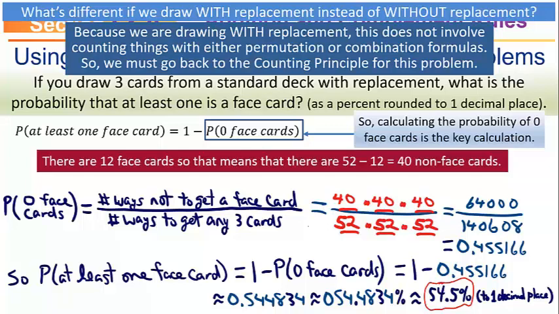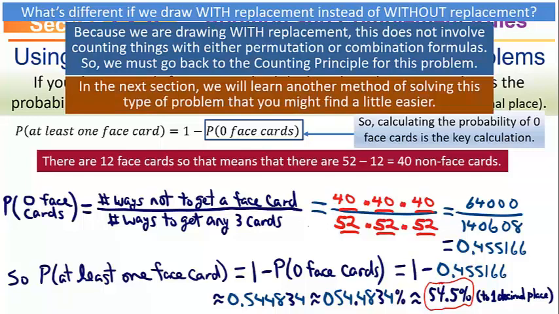So if you draw 3 cards from a standard deck with replacement, the probability that at least one is a face card is over 50%, approximately 54.5%. Now in the next section, we'll learn another method of solving this type of problem that you might find a little easier, but for now, this will get you there.